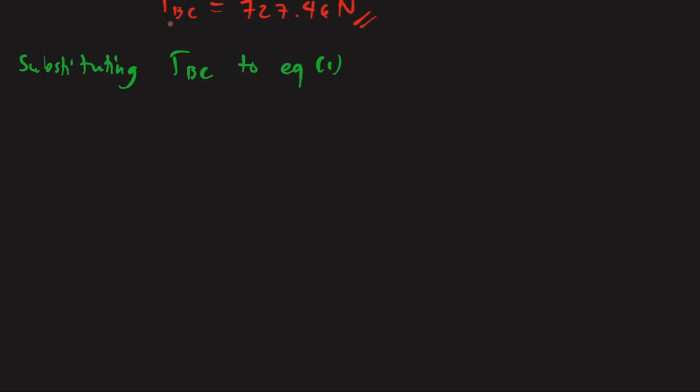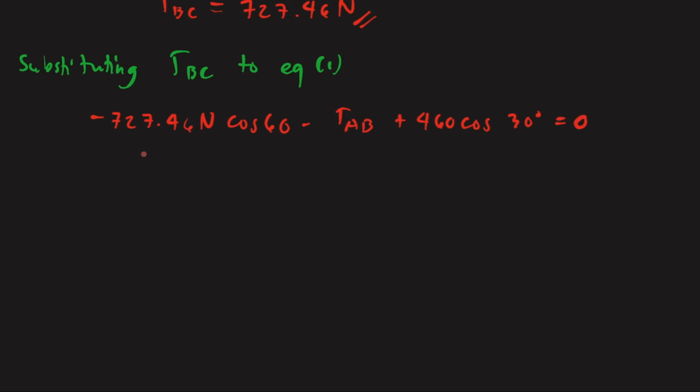So that's negative 727.46 newtons, and then cosine 60 minus TAB plus 460 cosine 30 degrees, it's equal to 0.